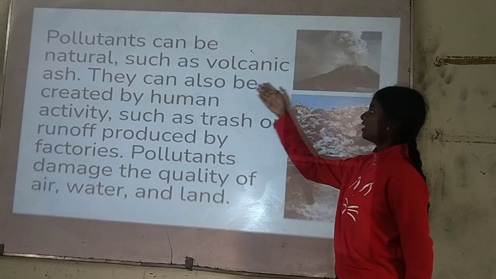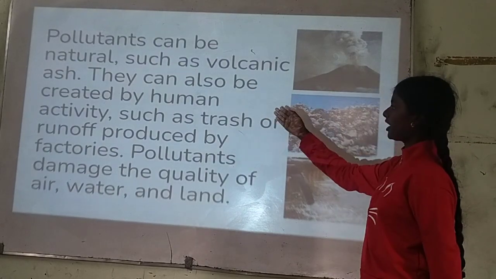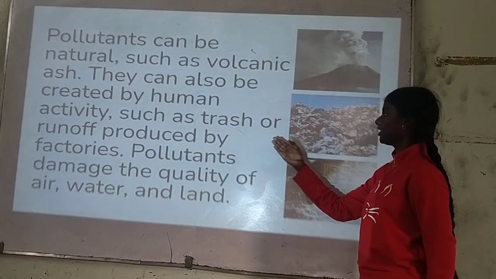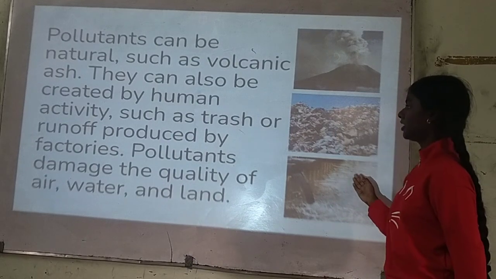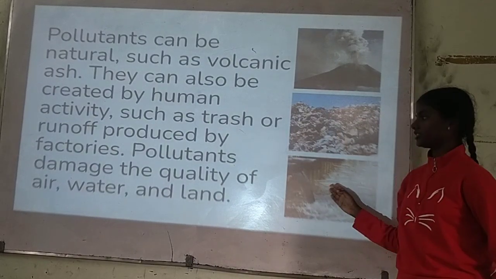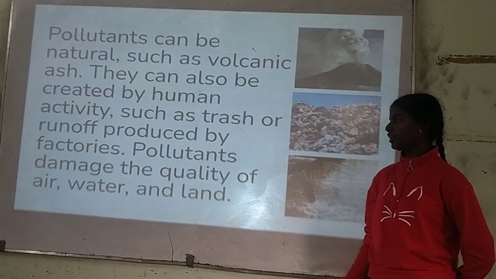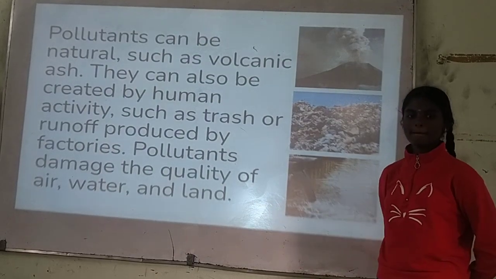Pollutants can be natural, such as volcanic ash. They can also be created by human activity, such as trash or runoff produced by factories. Pollutants damage the quality of air, water and land.